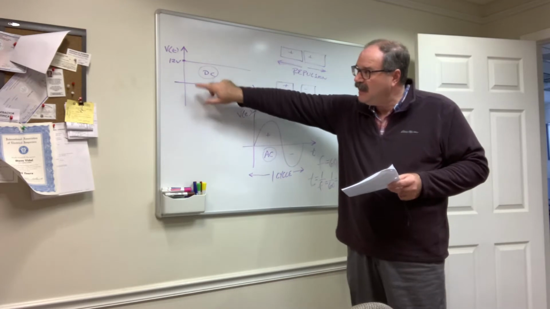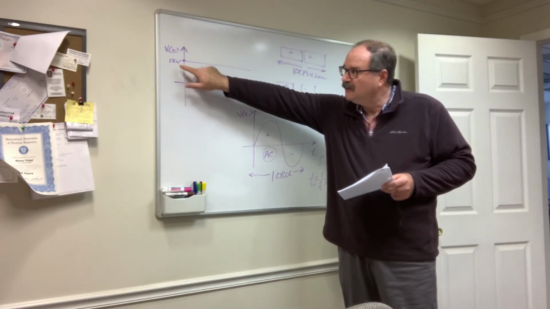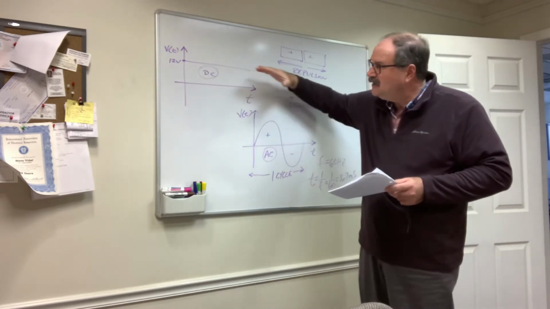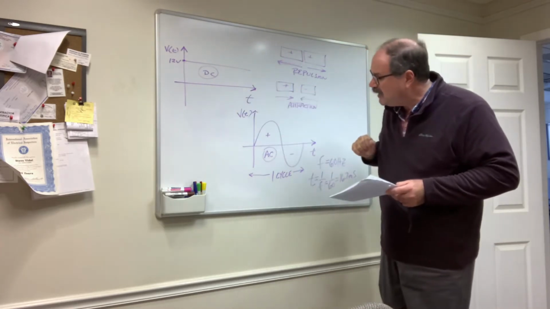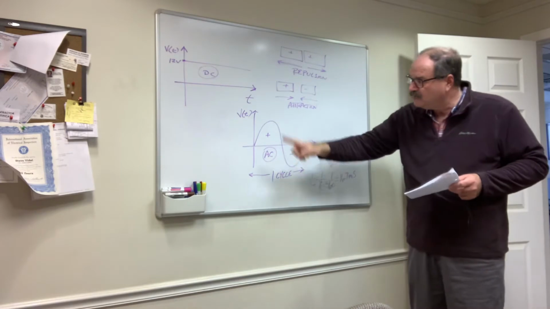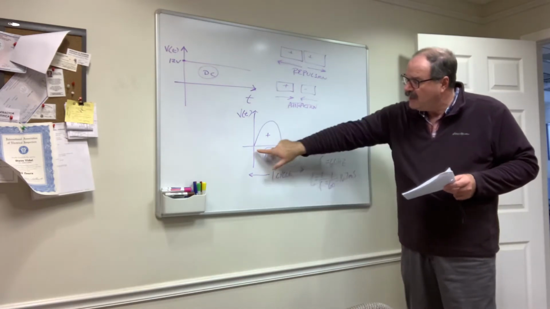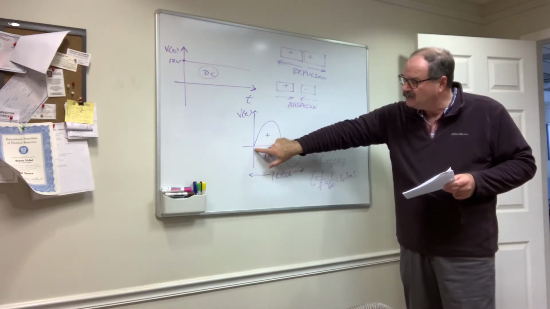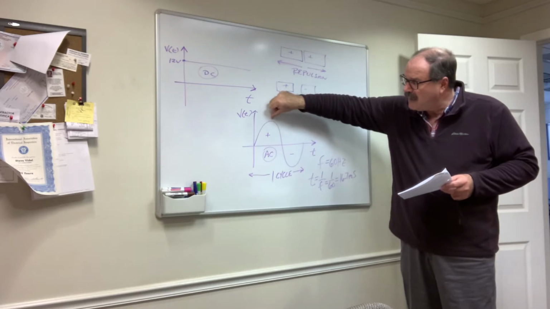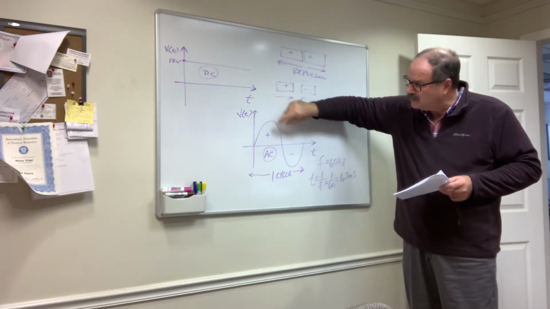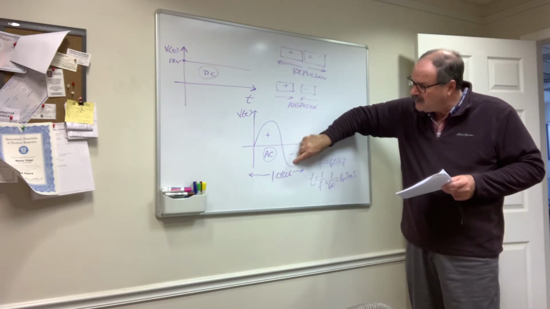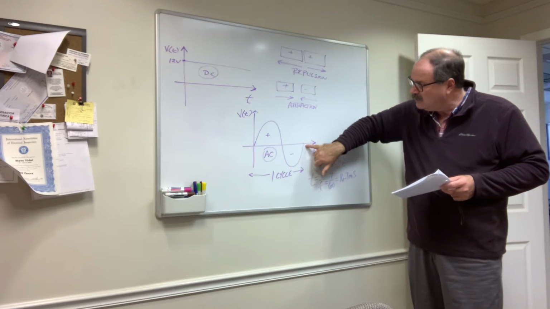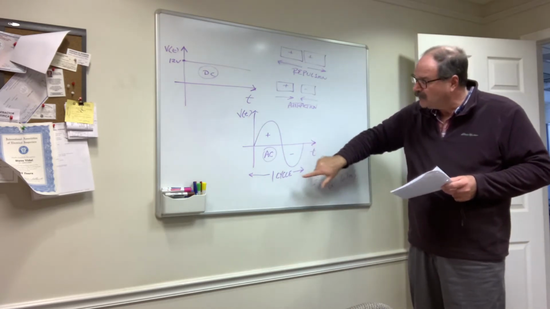In the DC case, notice the 12-volt signal has a constant amplitude or a constant magnitude independent of time, whereas in the case of the familiar AC sine wave, I start here with a value of 0 voltage. Here I have a maximum positive value of voltage. Here I return back to 0 volts. Here I have a maximum negative value of voltage, and here I return back to 0 volts.